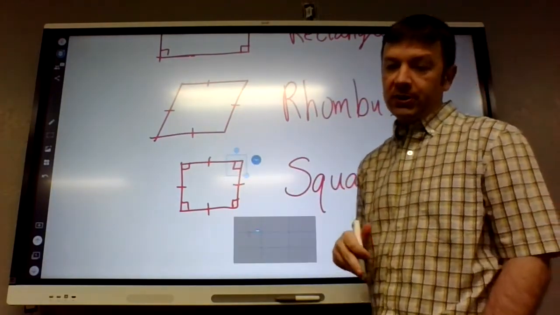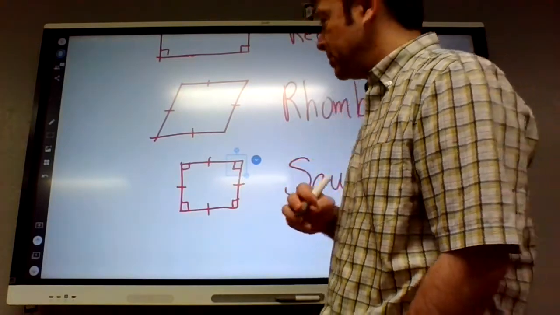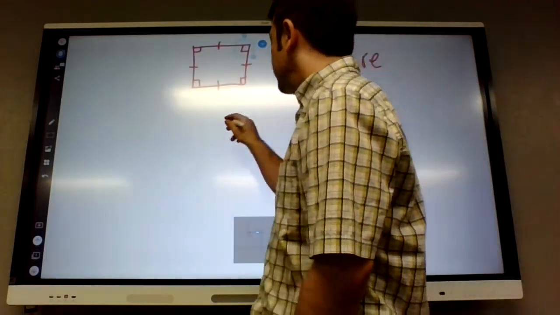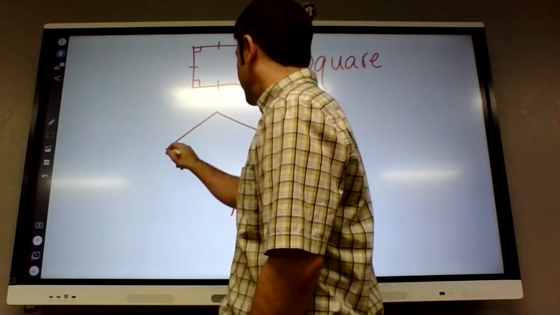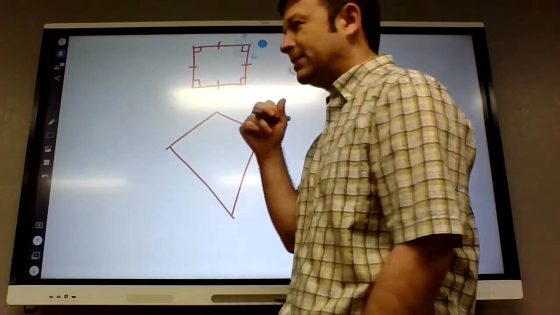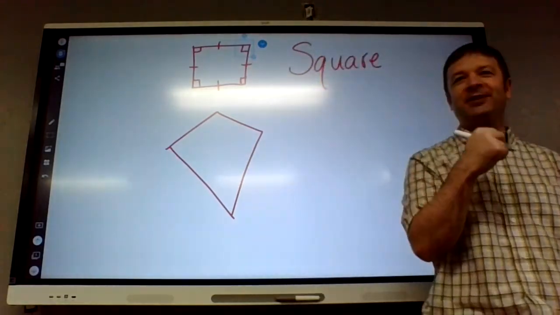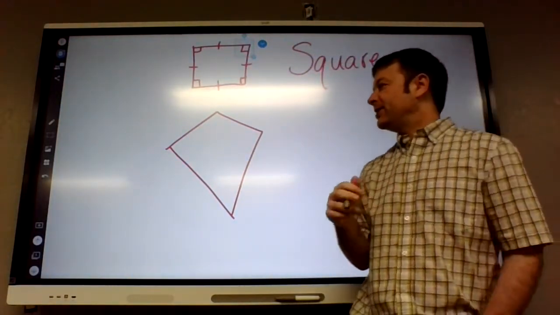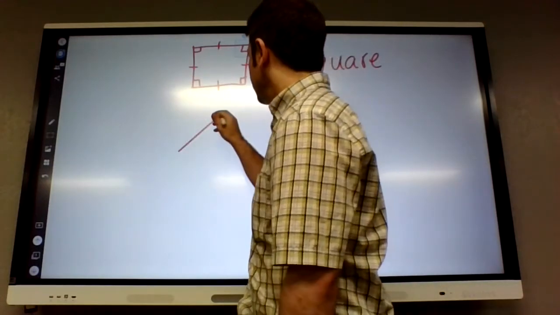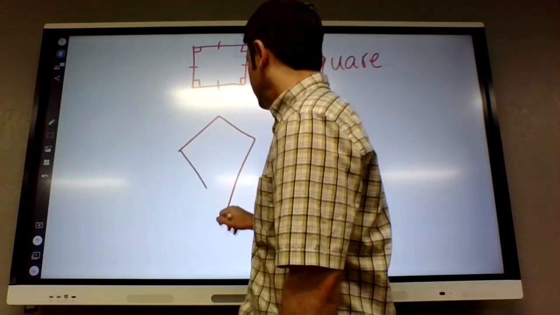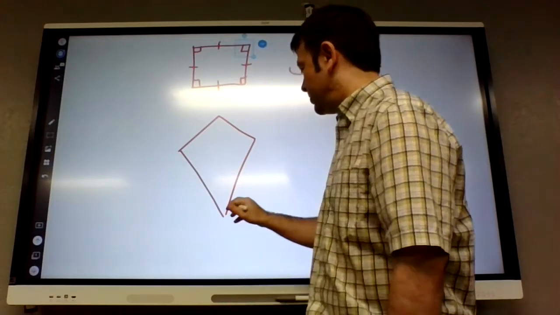Okay, square, what comes after square? Well, I'm not going to tell you what this shape is, but let's see if you can guess what it is. Some of you might be looking at the book. Kite. That's right. Did you see it in the book or just guess? Okay, so the definition of a kite. Yeah, it is called a kite. It looks like a kite.